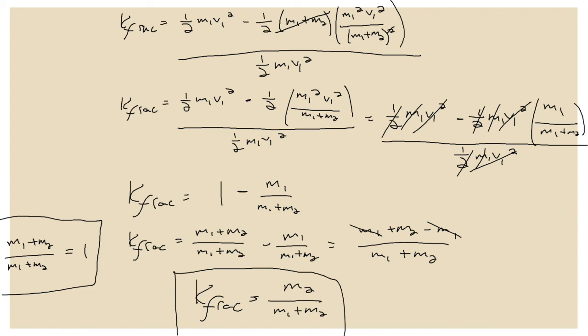What that equation says is the fraction of energy lost in a collision is equal to the mass of that second stationary object and how that mass compares to the total mass in the system. It has nothing to do with the initial velocity of the objects. Now, that's kind of weird. But of course, we can test that.